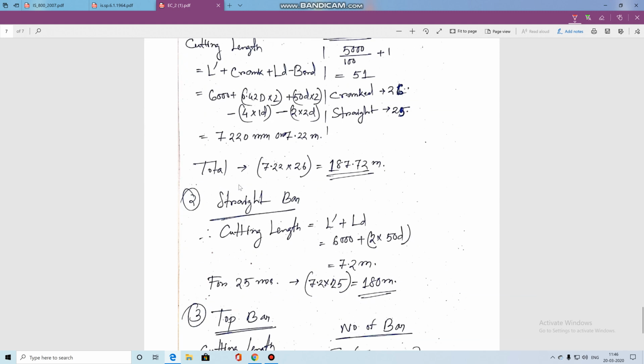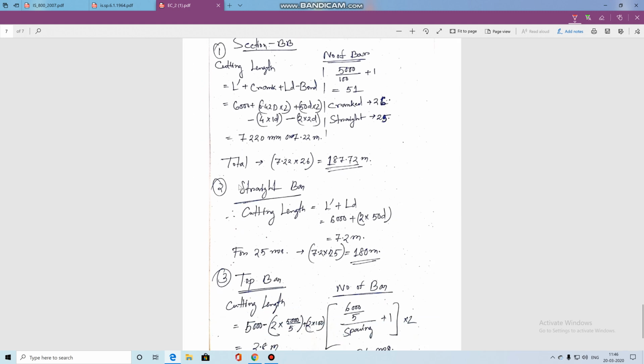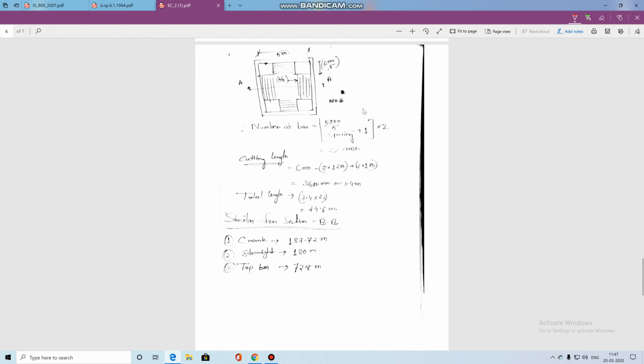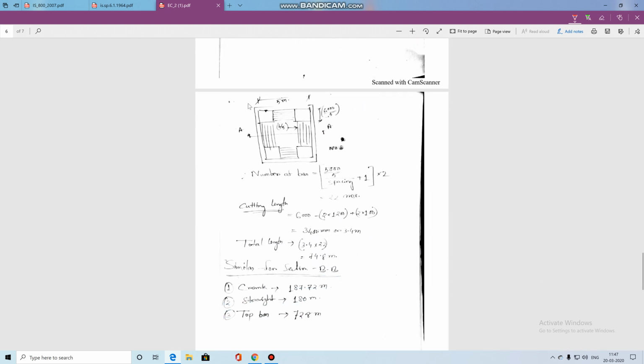Here you can see this page I have added in the PDF. So the first type of bar is the bent up bar. In the bent up bar, first I have to calculate the number of bars. How to calculate the number of bars? I can calculate it simply by using this formula. If you see the previous diagram, this is the diagram.